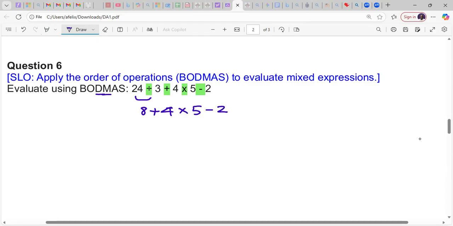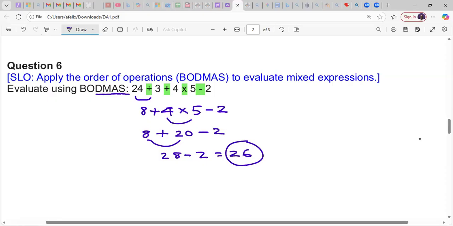And then we perform multiplication, which is this part here. So it becomes 8 plus 4 multiplied by 5 gives us 20 minus 2. Then we add, which will be 8 plus 20 to give us 28. And finally, we will perform the subtraction, which will give us a final answer of 26. So if you got that, well done.